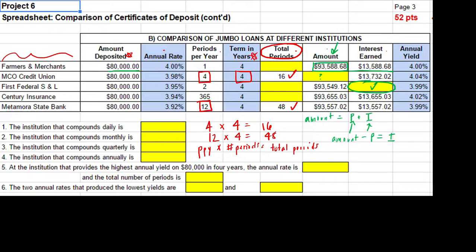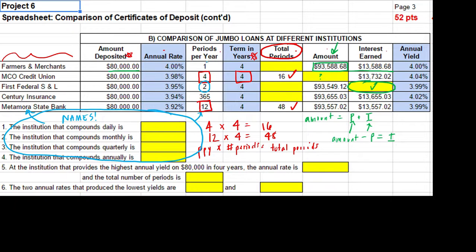Next, we have these questions on the bottom. So these first 4 are all asking you for institution names, okay? So all of your answers will be names of institutions from that column. The institution that compounds daily is, the institution that compounds monthly is, quarterly, annually, okay? And you'll find that answer by looking at this column. So for example, if I am compounding in 2 periods per year, that means I'm compounding semi-annually.